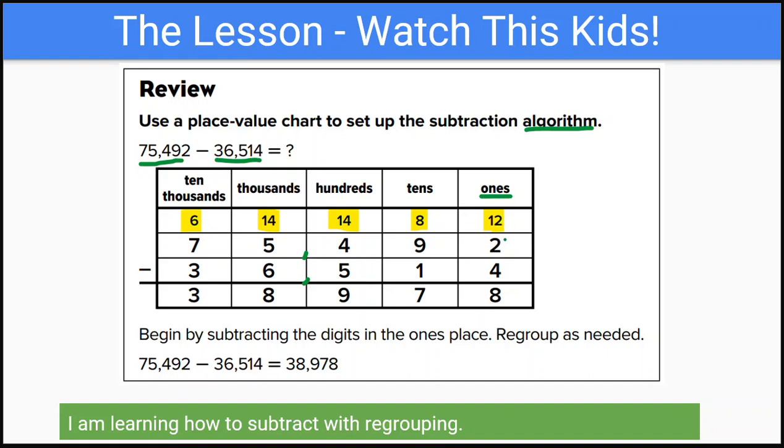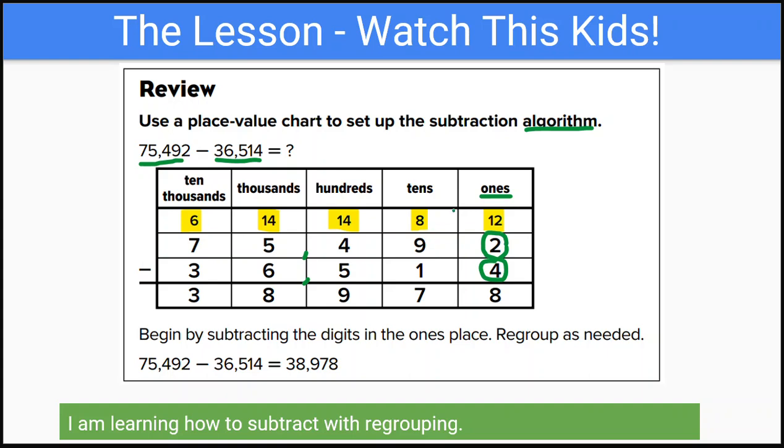and in the first number you have a 2, and in the second number you have a 4. Well, it's impossible to take away a bigger number from a smaller number. So for example, if I had 2 bananas, could you take 4 away from me? No, you couldn't, because I only have 2, right? Okay, so we have to do something to fix this right here.